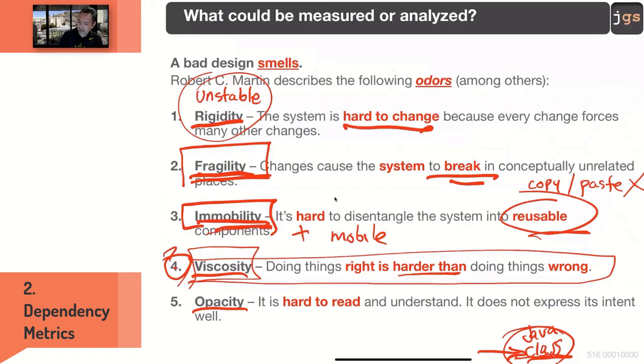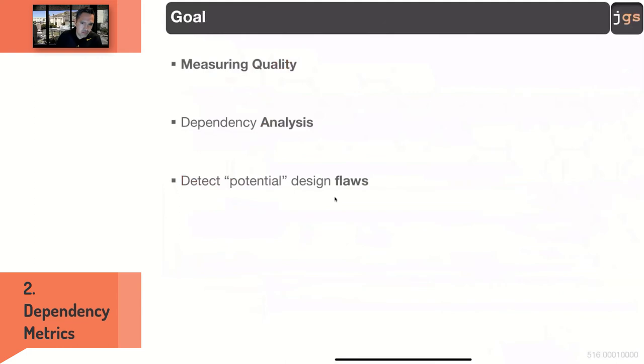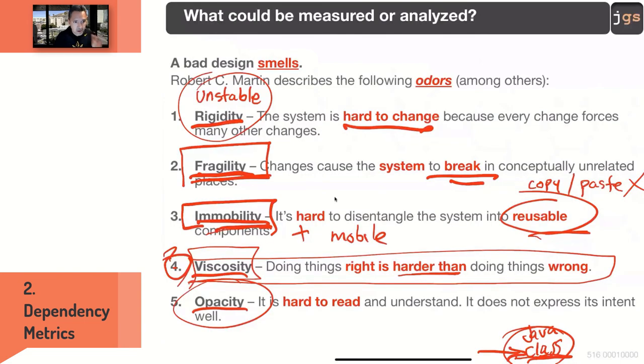Anyway, opacity. We have been talking about readability. Well, the opposite is opacity. If you have something that is hard to read, starting from the diagram and then with the code, that is something with a high level of opacity. How do we avoid this? How do we fight this? How do we detect this? Easy. We have three things to review. Three things to detect these five problems, qualities or anti-qualities, whatever you want to call them.